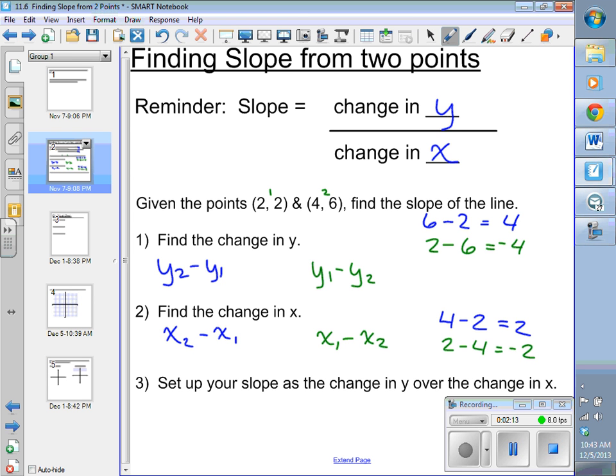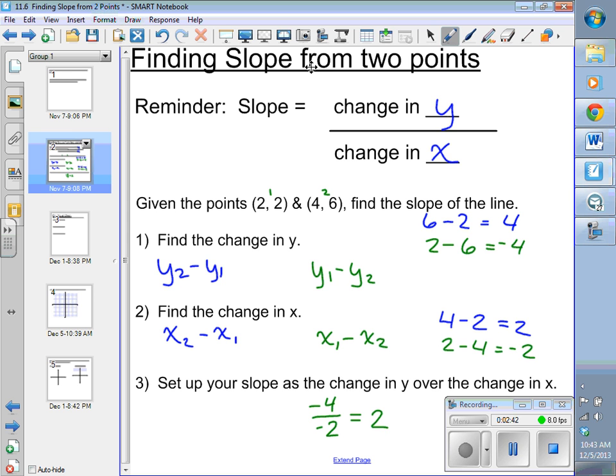Now, to find our slope, we set up our slope as the change in y over the change in x. We're going to do the green because I have the green in my hand, and it's noisy to change markers. So I have my y is negative 4, and my x is negative 2. When I simplify that, negative 4 divided by negative 2 gives me 2. So I have a slope of 2.